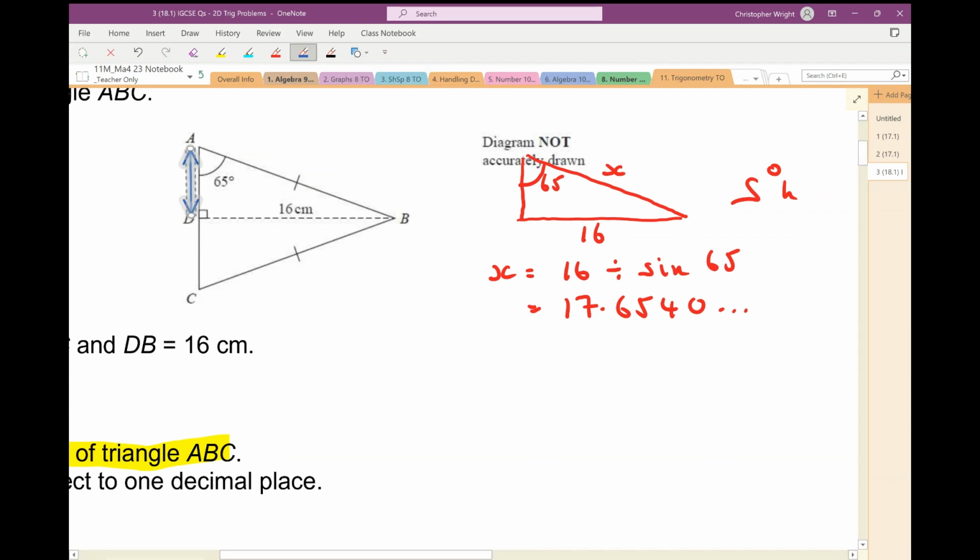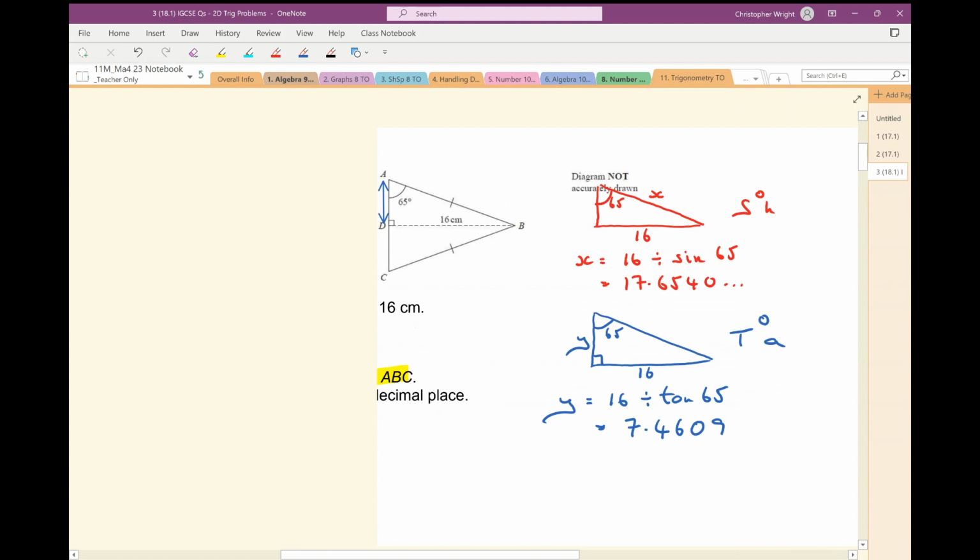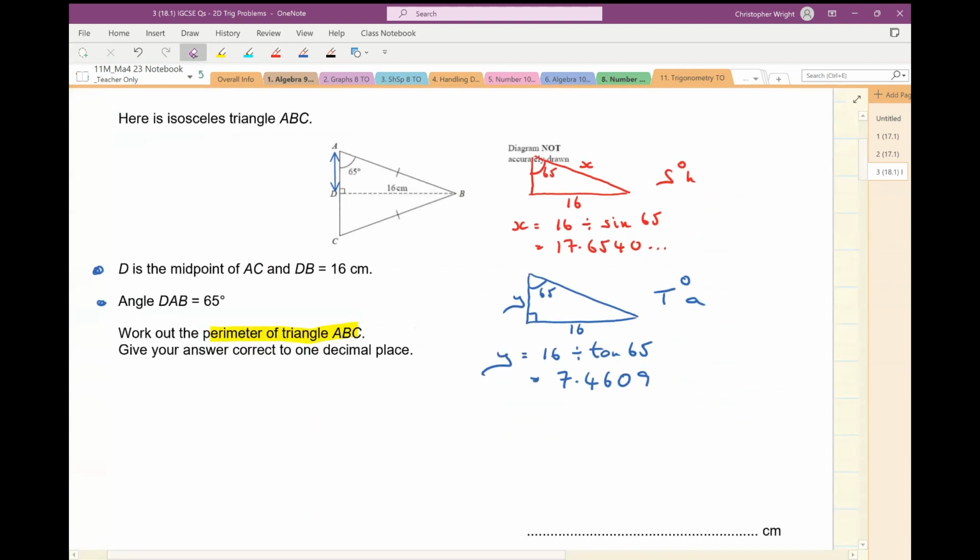Right, I'm going to rub that out now, because I also want to find this length here, because that will make up part of the perimeter as well. Now, how am I going to find that blue length? Well, I'm going to look at exactly the same right angle triangle, the top half of the isosceles, and this time I'm going to find that length Y. So this time I'm looking to use tan, and I'm trying to find the adjacent Y, which will be the opposite divided by tan 65. Put that in my calculator, and I discover that the length is 7.4609.